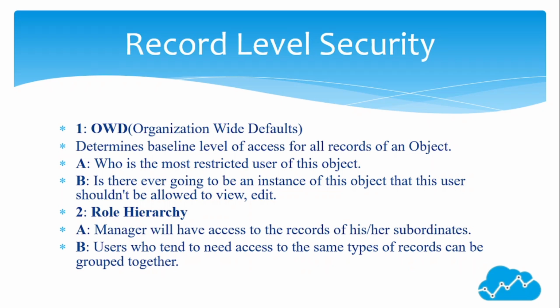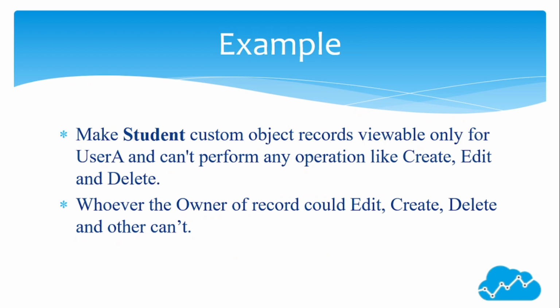Users who tend to need access to the same types of records can be grouped together. Let's see an example. Make student custom object records viewable only for user A, and they can't perform any operation like create, edit and delete. Whoever is the owner of a record can edit, create, delete, and others can't.